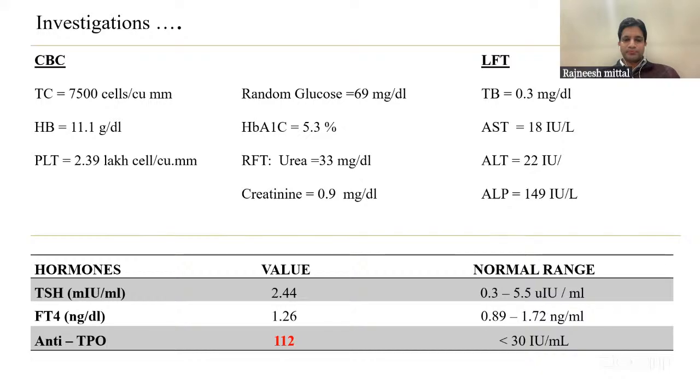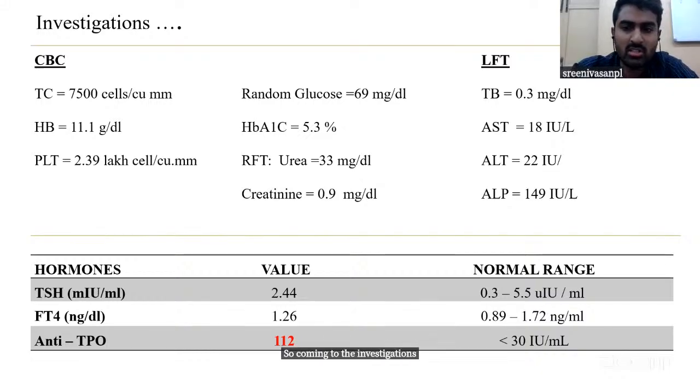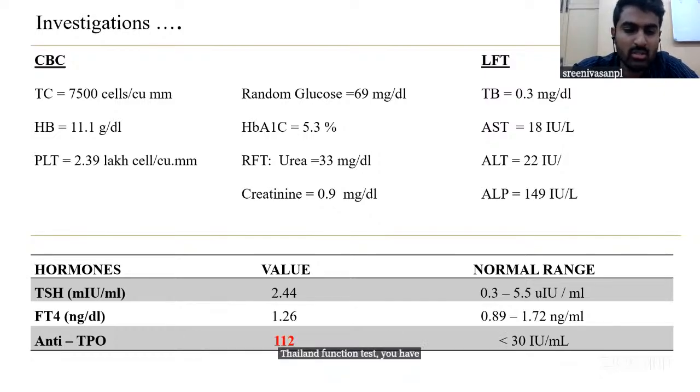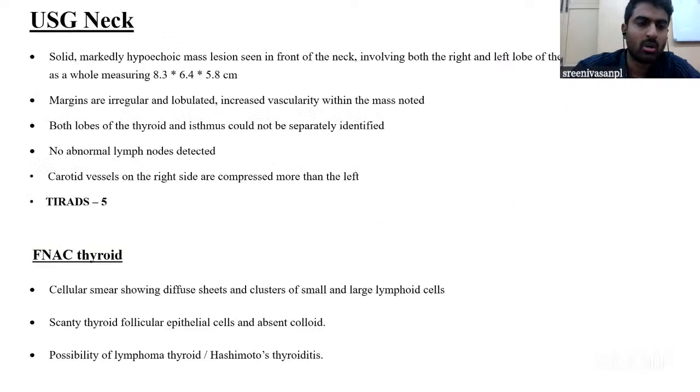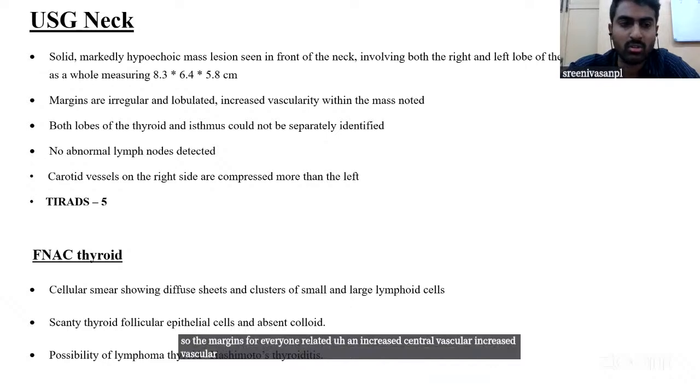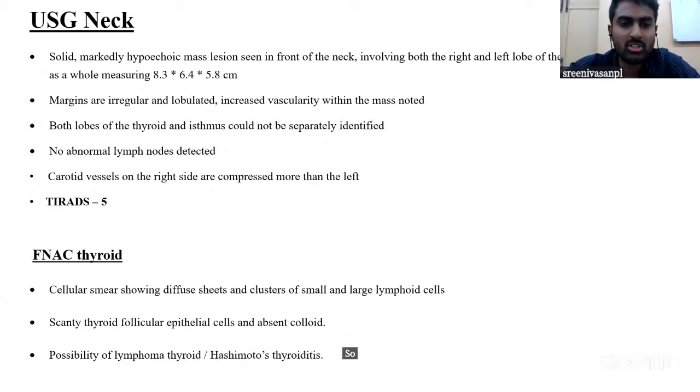So coming to the investigations, all routine investigations were within normal limits. Thyroid function test, she had normal T4 levels with elevated anti-TPO suggestive of an underlying thyroid autoimmunity. So ultrasound neck revealed a solid markedly hypoechoic lesion involving both lobes of thyroid and isthmus as a whole, measuring 8 into 6 into 5 centimeter. The margins were irregular and lobulated, and increased vascularity within the mass was noted. So both lobes of thyroid and isthmus could not be distinctly visualized.